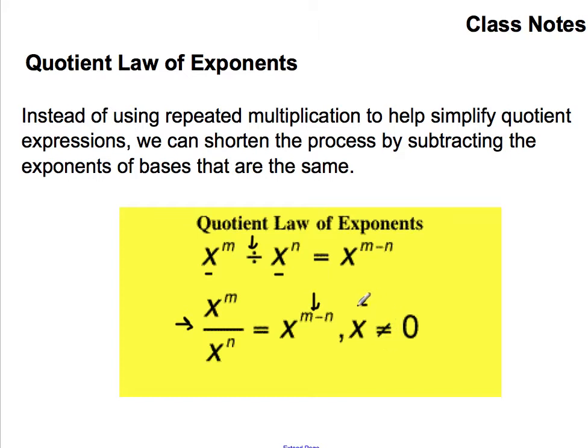Now here it says that x can't equal 0. That's because you can never ever have a denominator equal to 0. Okay, so that would be the answer to the question. You can't divide by 0, so therefore 0 can never be on the bottom. It can be on the top, it just can't be your denominator.